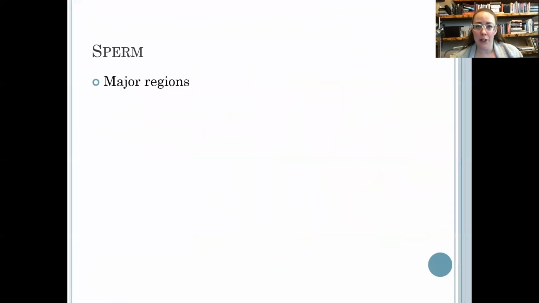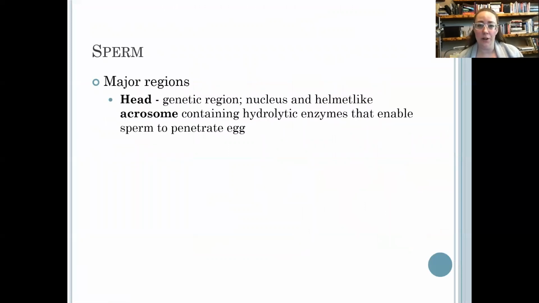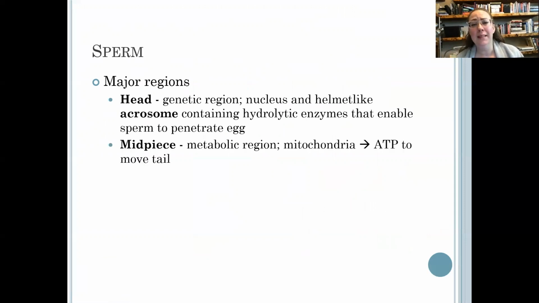So the major regions of the sperm are the head, which is really where the nucleus is, where the chromosomes are. It has a little acrosome cap at the top of it that contains enzymes that are going to be able to eat away at the wall of the ovum to be able to get that genetic material into the interior part of the egg. The midpiece is what we call the metabolic region. There's a bunch of mitochondria here that their job is to pump out a whole lot of ATP so that we can have mobility. And then, of course, the tail is what gives the sperm its mobility.